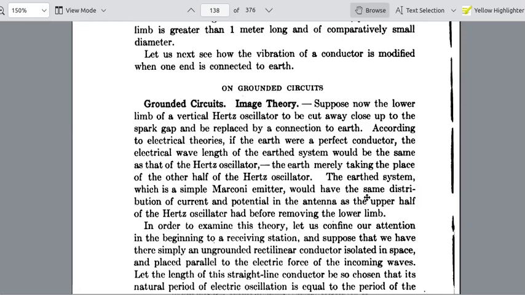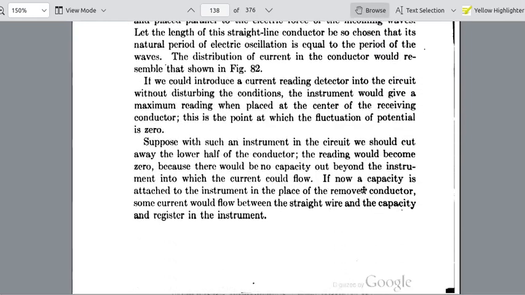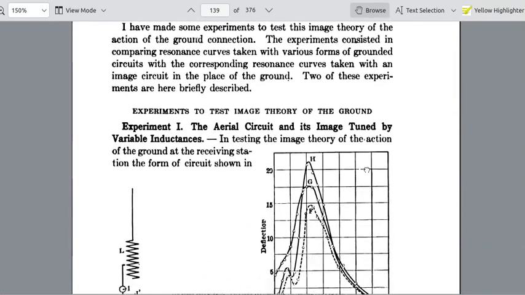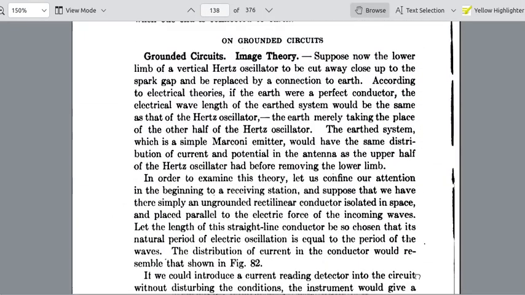Let us next see how the vibration of a conductor is modified when one end is connected to earth. Grounded circuits. Image theory. Suppose now the lower limb of a vertical Hertz oscillator to be cut away close up to the spark gap and be replaced by a connection to earth. According to electrical theories, if the earth were a perfect conductor, the electrical wavelength of the earthed system would be the same as that of the Hertz oscillator, the earth merely taking the place of the other half of the Hertz oscillator. The earthed system, which is a simple Marconi emitter, would have the same distribution of current and potential in the antenna as the upper half of the Hertz oscillator had before removing the lower limb.